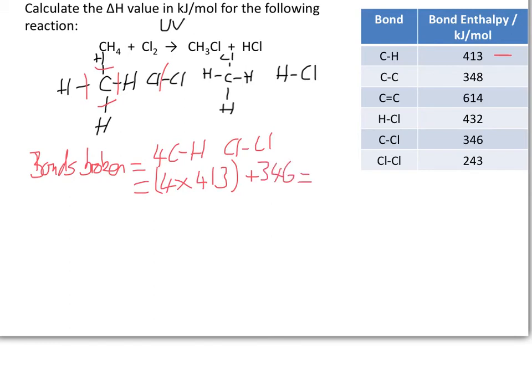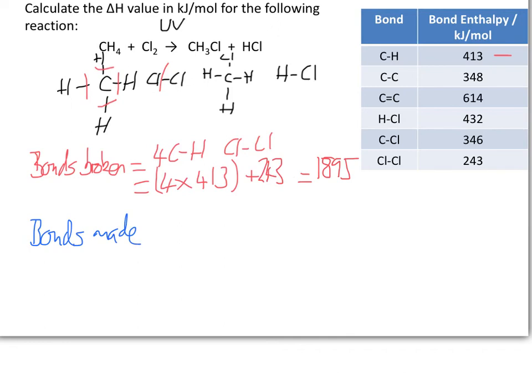Okay, and if we add those numbers together, if you can just get a calculator to do this, you'll actually see that I'm using the wrong value. Well done. The Cl-Cl bond is in fact 243. So rather than start again, let's just keep going. 243, and if we get the calculator out, that comes to 1895 kilojoules.